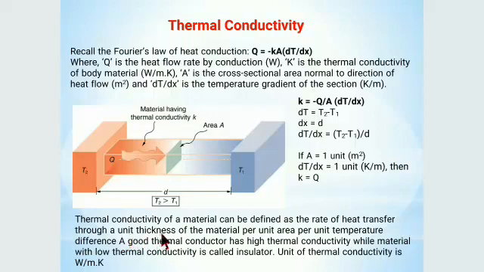Thermal conductivity of a material can be defined as the rate of heat transfer through a unit thickness of the material per unit area per unit temperature difference. A good thermal conductor has high thermal conductivity, while a material with low thermal conductivity is called an insulator. The unit of thermal conductivity is watt per meter Kelvin.